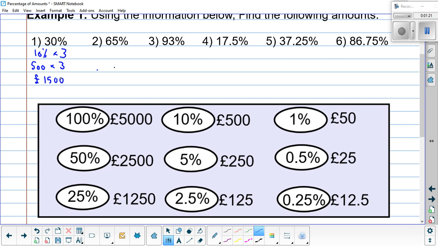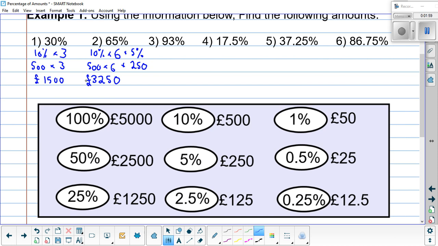Similarly with 65%, how can we make that? Well, we've done that before. I'm going to take an easier way. Let's do 10% times by 6 plus 5%. What's 10%? That's that 500 again, times by 6, plus 5% is 250. So here, we're going to get 3,250 altogether.